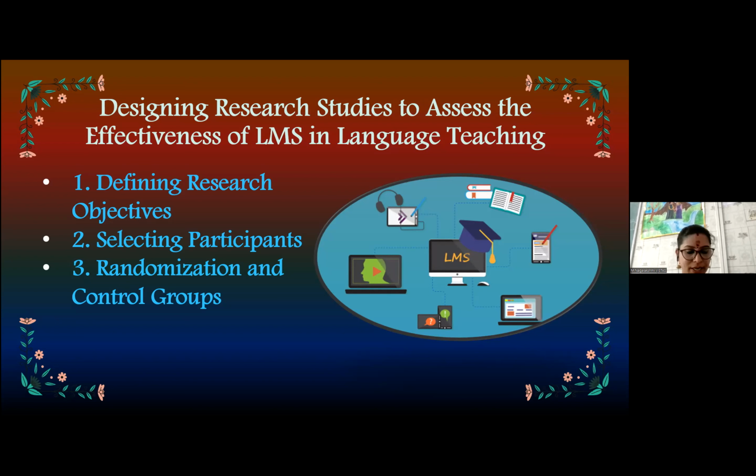What specific aspects of language teaching do you want to assess? That is the first question. What specific aspects of language teaching do you want to assess, right? Are you interested in measuring the impact on vocabulary acquisition or speaking proficiency or overall language proficiency, fluency? So what is your objective? Defining these objectives ensures the study is focused and aligns with the research question.